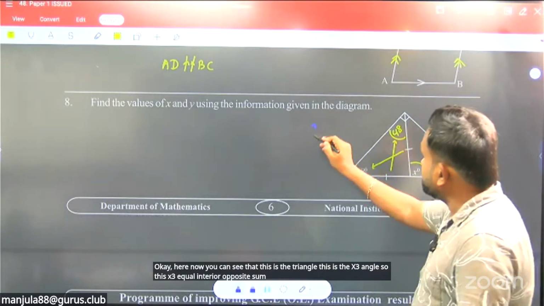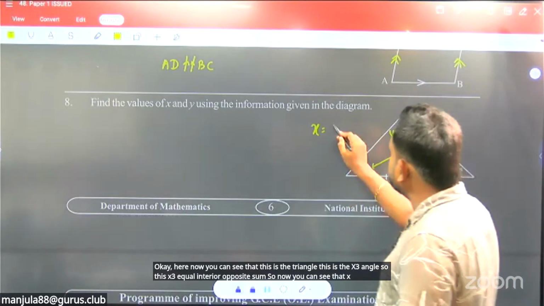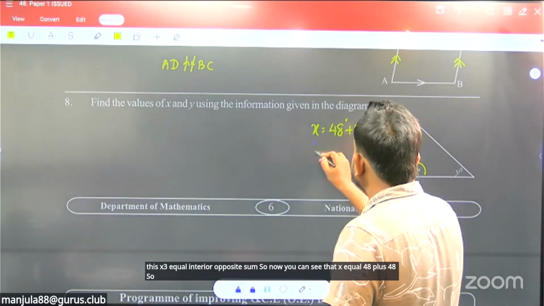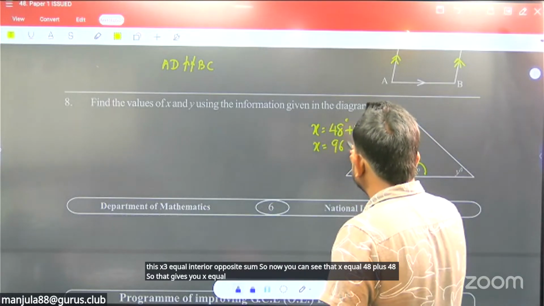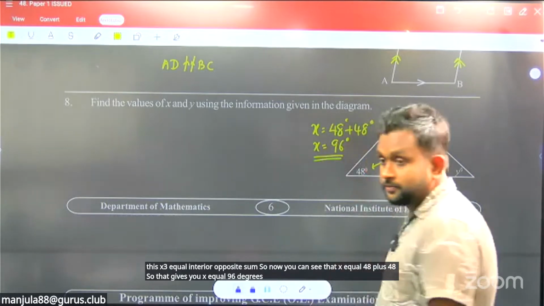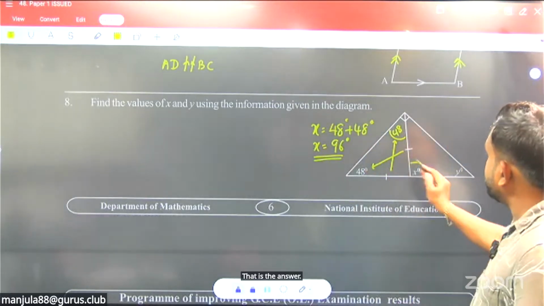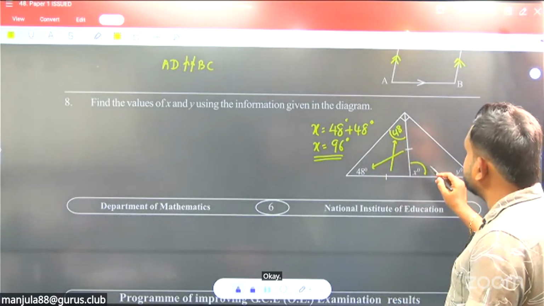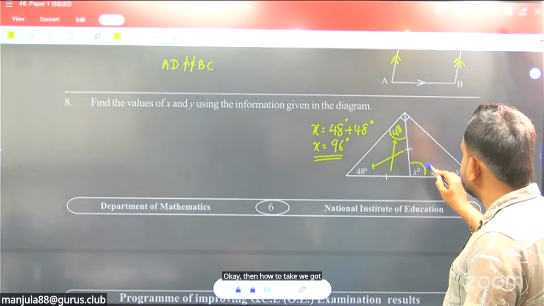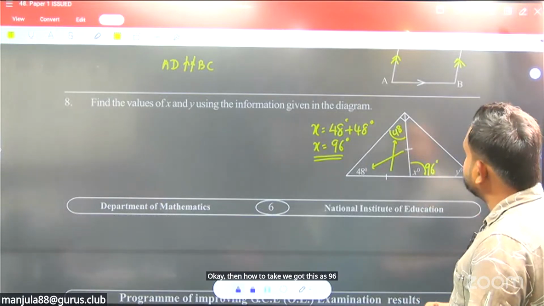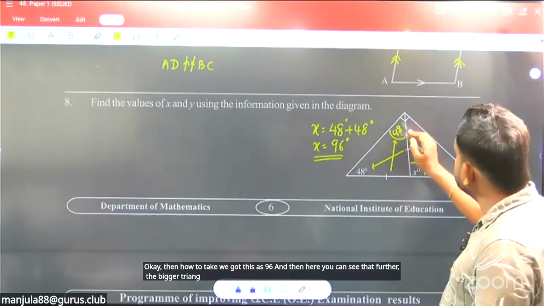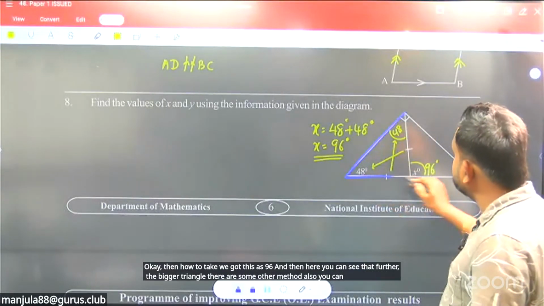So now you can see that x equals 48 plus 48. That gives you x equals 96 degrees. That is the answer. Okay, exterior equals interior opposite sum. Then how to take y? We got this as 96. And then you can see that in the bigger triangle, there is some other method also. You can check this triangle.